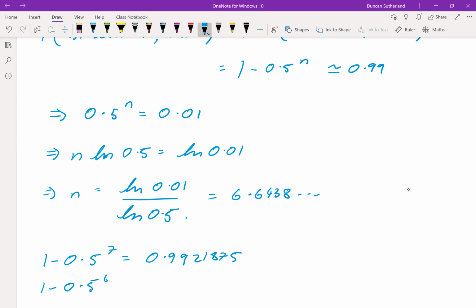Whereas if it's only to the power of 6, you're just under, right? It's 0.984375. Okay. So I've got to plant 7 seeds if I want at least a 99% chance that one of them is going to sprout.